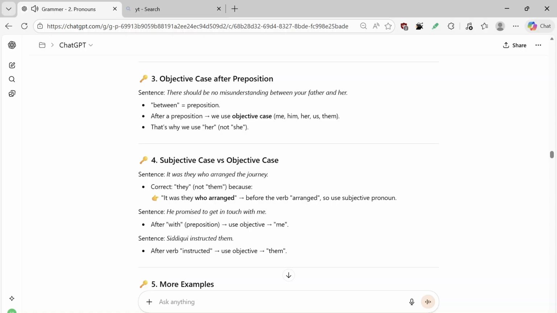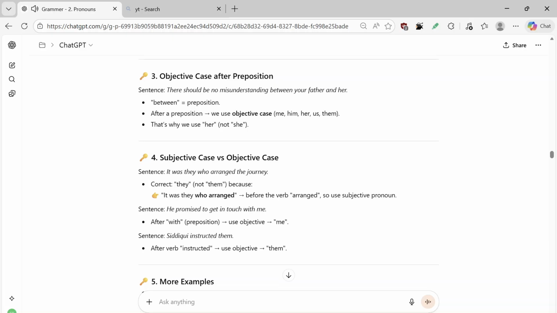It was they who arranged the journey. Correct. They, not them, because it was they who arranged; before the verb arranged, use the subjective pronoun. Since he promised to get in touch with me. After the preposition with, use objective me. Sentence: Siddiqui instructed them. After the verb instructed, use objective them.